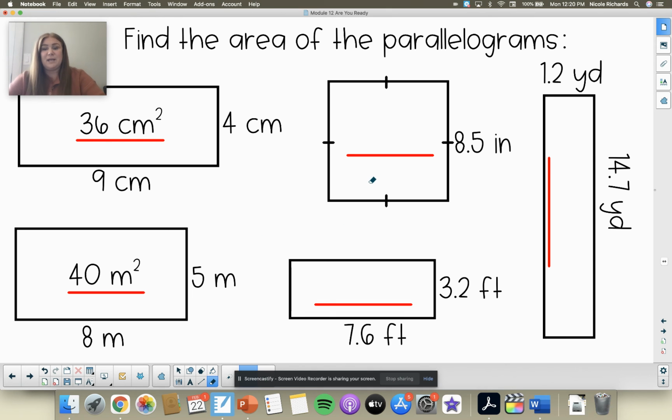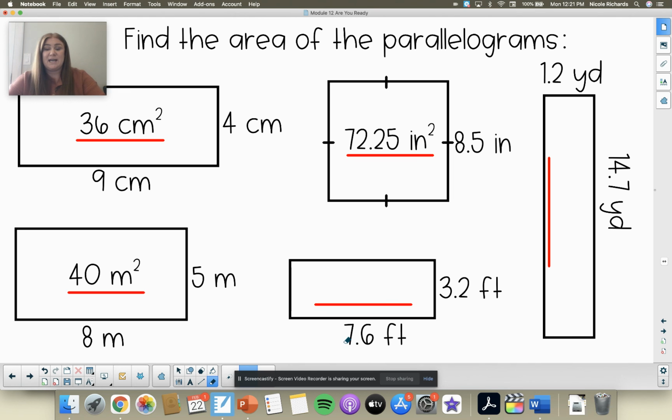So let's come up here, and I notice that these little marks mean that they are all congruent, or the same. So this is a square. So we know this side is 8.5. Squares are the same, so this side is also 8.5. So go ahead and do 8.5 times 8.5. 8.5 times 8.5 is 72.25 inches squared.